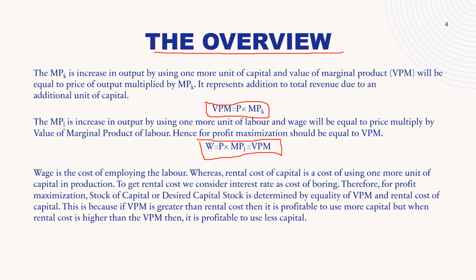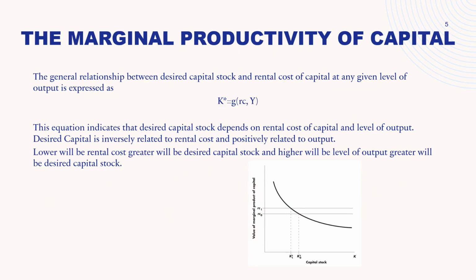To get at rental cost, we consider the interest rate as a cost of borrowing. Therefore, for profit maximization, the stock of capital or desired capital stock is determined by equality of VMP and rental cost of capital. This is because if VMP is greater than the rental cost, then it is profitable to use more capital, but when rental cost is higher than the VMP, then it is profitable to use less capital. The marginal productivity of capital.